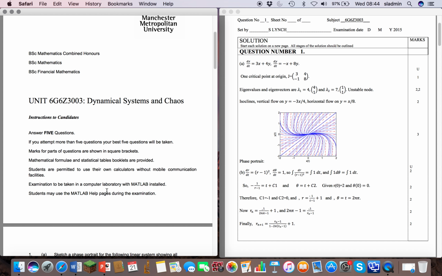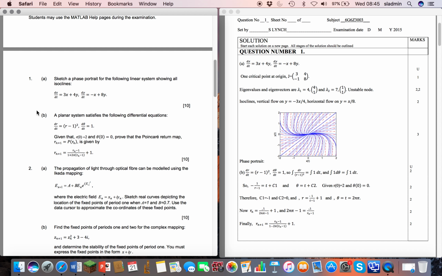And the exam will take place in a computer lab with MATLAB installed, and you are allowed to use the MATLAB help pages during the examination. So question number 1, you have to sketch a phase portrait for this linear system, and question 1b, you have to find a Poincare return map for this planar system.